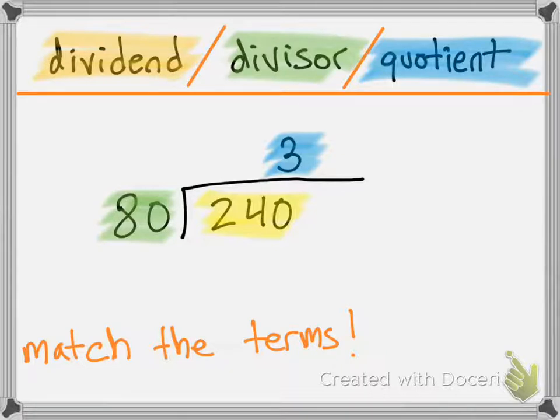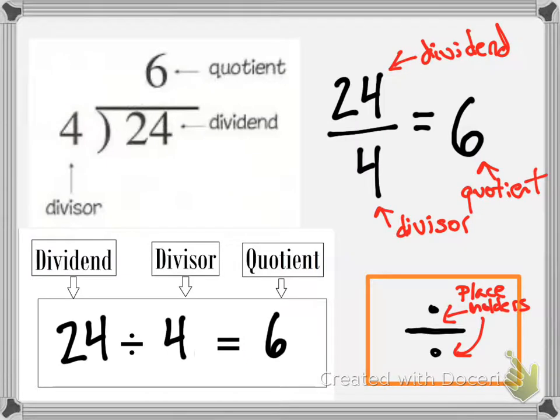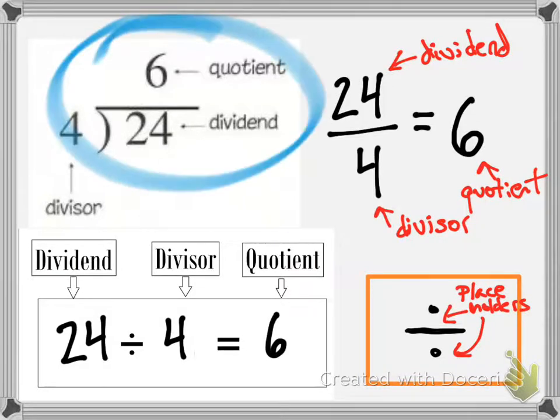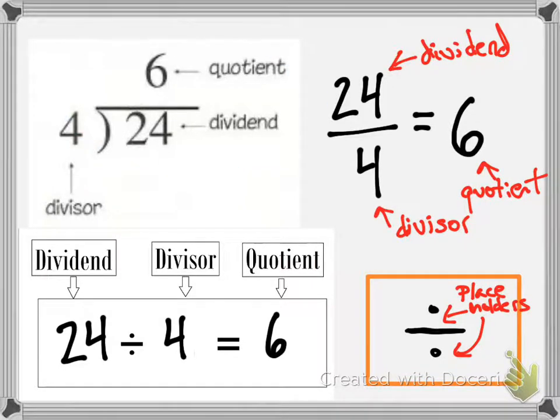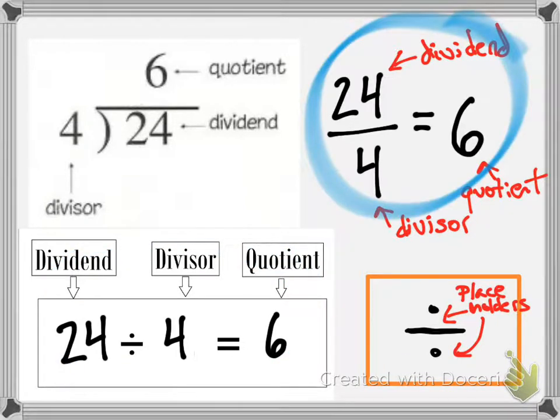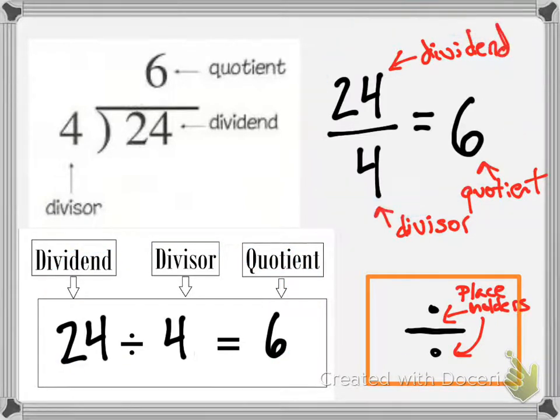So let's look at this. This is how we see it in long division form. But there are 3 different ways that we would see it. We would see it in long division form, just like what we did. We would see it written out just like normal division. And we also see it written like a fraction. So there are many different ways that you will see this.